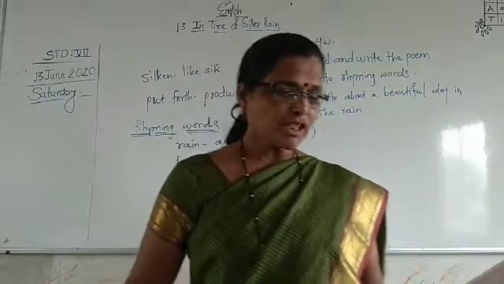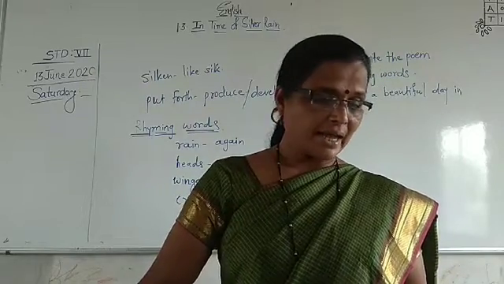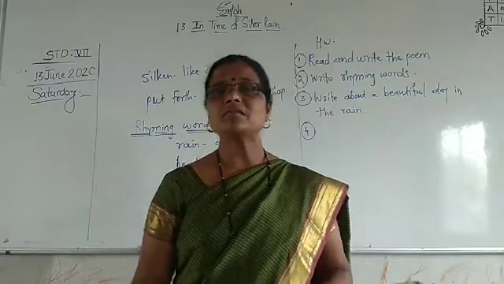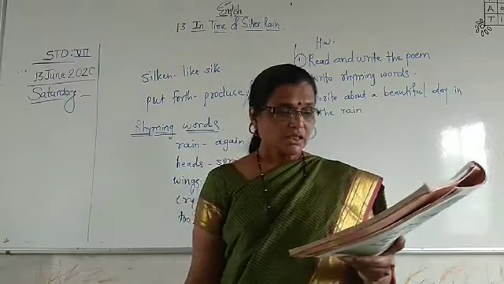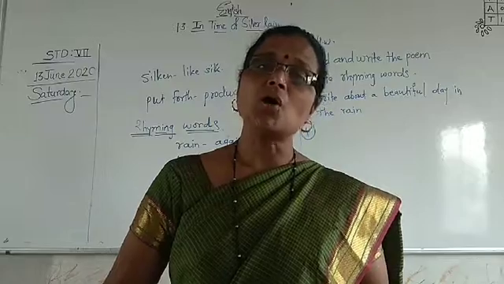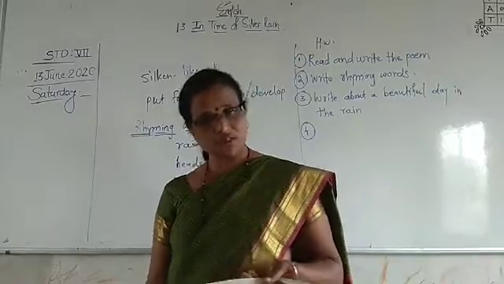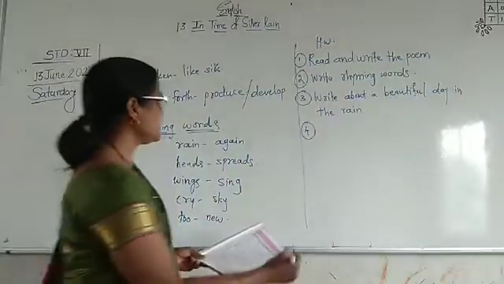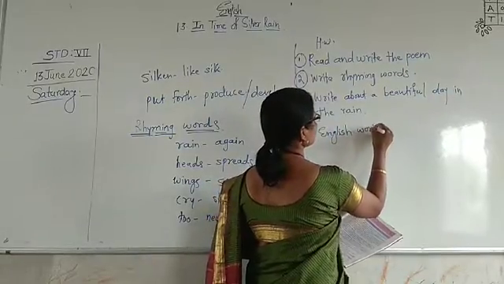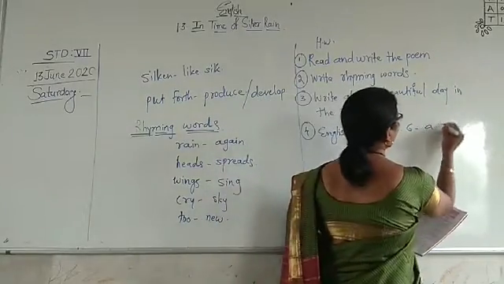Think and answer. Is the poet talking about heavy rains in the rainy season or rain that has come after a long time? Which kind of rain is the poet talking about? The poet is talking about rain that has come after a long time. So you will write English workshop 6, A and B.